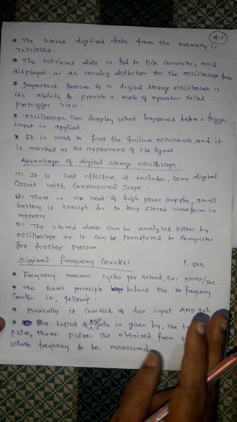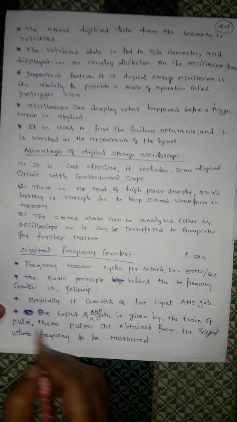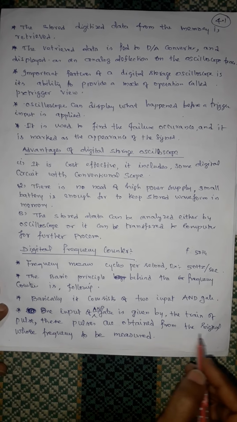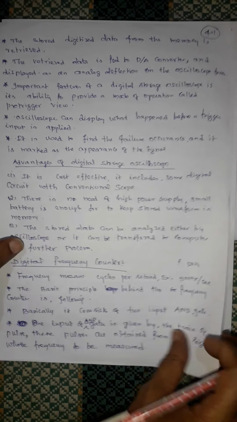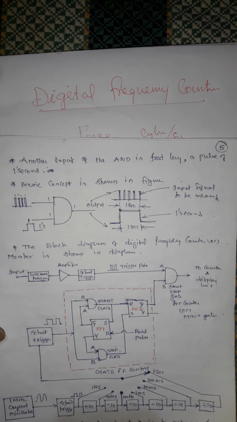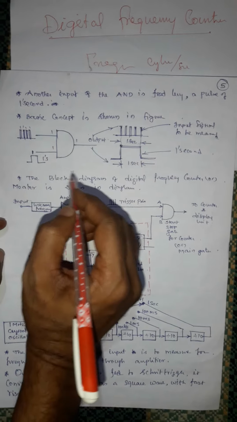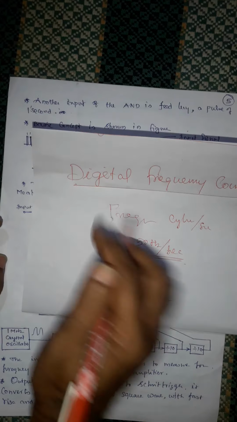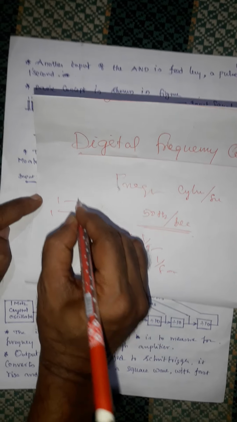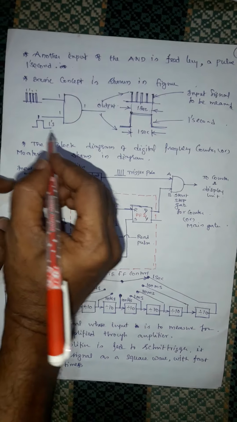Basically it consists of a two input AND gate. One input of the AND gate is given by the train of pulses. These pulses are obtained from the signal whose frequency is to be measured. See, the basic concept is shown here. Here simply it consists of one AND gate. We know that when the two inputs of the AND gate are 1 and 1, the output is 1. That is the basic concept, so that will be used here.